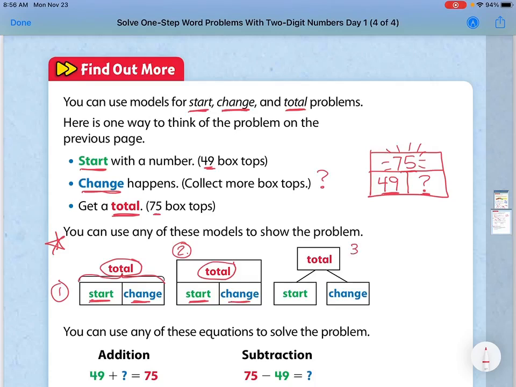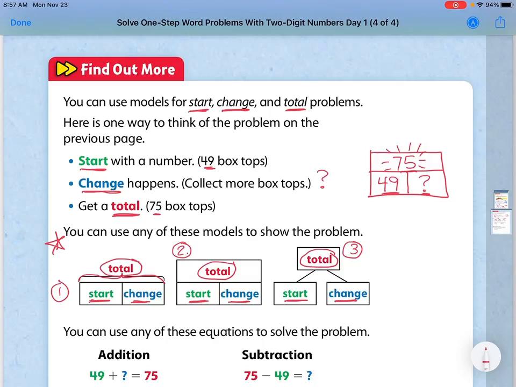And then here's a third model, and this is our familiar number bond, and the total goes at the top, and the start is over here on the left side, and the change is on the right side. What do you notice that is the same about all of these models? I want you to think about what is the same.